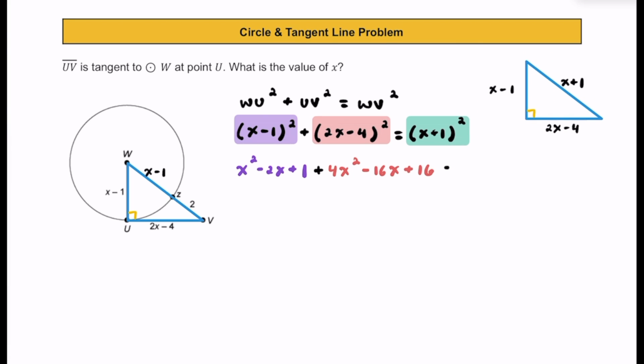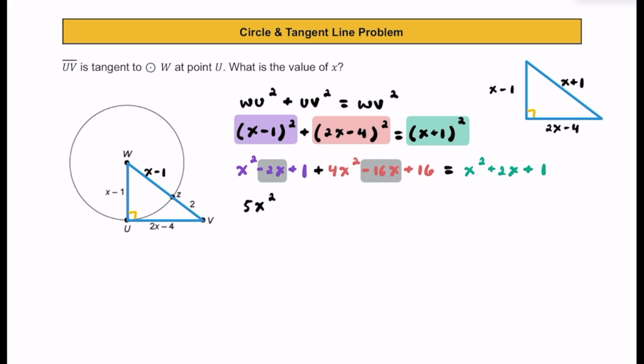And if we expand this binomial squared over here on the right side, we're going to have x squared plus 2x plus 1. And of course, if you need to pause the video to multiply those out just to double check, feel free to do that to make sure all that algebra makes sense. All right, next let's just combine some like terms here. So combining these, we're going to get 5x squared.